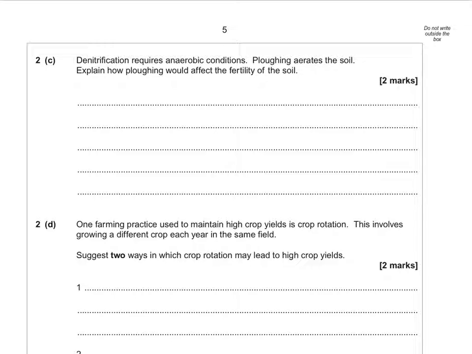2c is quite a nice question. It talks about ploughing and how it aerates the soil. So how would it affect the fertility of the soil? Well, very simply it would increase the fertility of the soil, basically because you're getting more nitrate formed, and therefore there's no denitrification, so there's fewer denitrifying bacteria. Or you could say there's more nitrifying bacteria. It's because your process R is being increased. So as you can see, that's the answer there.